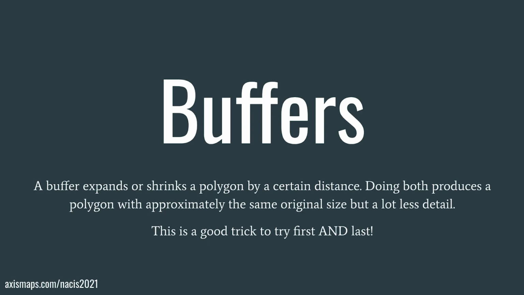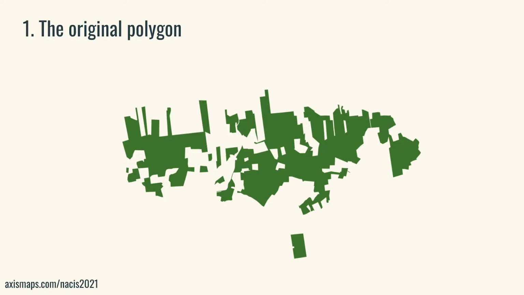The first one is buffers. The basic idea here is to expand the polygon and then contract it back inward. This is a good one to try both first and last if you need to clean up your shape at the end. So here's the original shape, a state park in western Massachusetts. It looks like it's been cobbled together from various parcels, so there are a lot of fragments and bits poking out everywhere, far more detail than is needed in a simple road map.